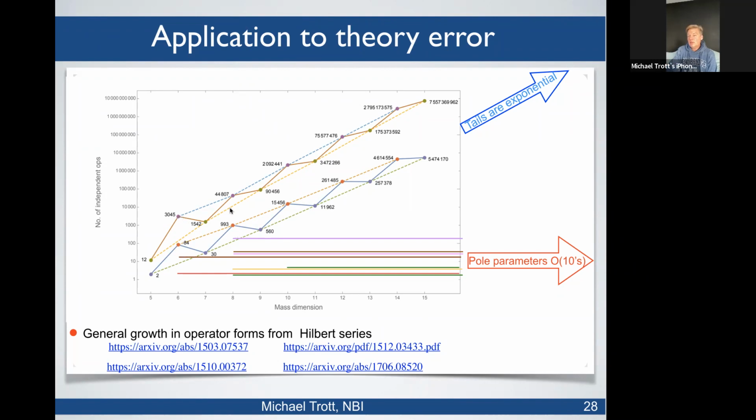And then you go to dimension 8, it explodes up to this number. Dimension 10, it explodes up to this number. This is a log plot, and this is basically a line. So this is exponential growth in the number of parameters.